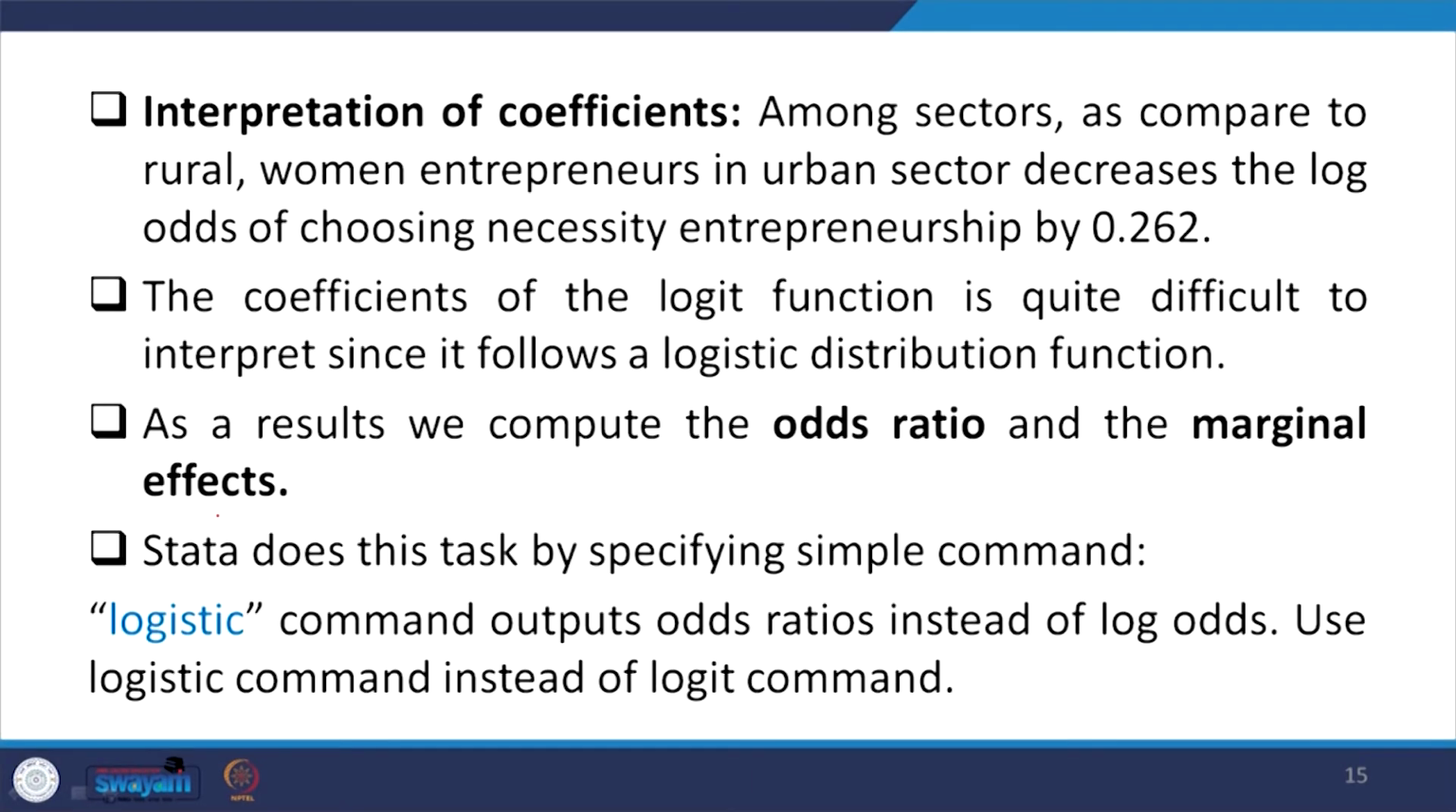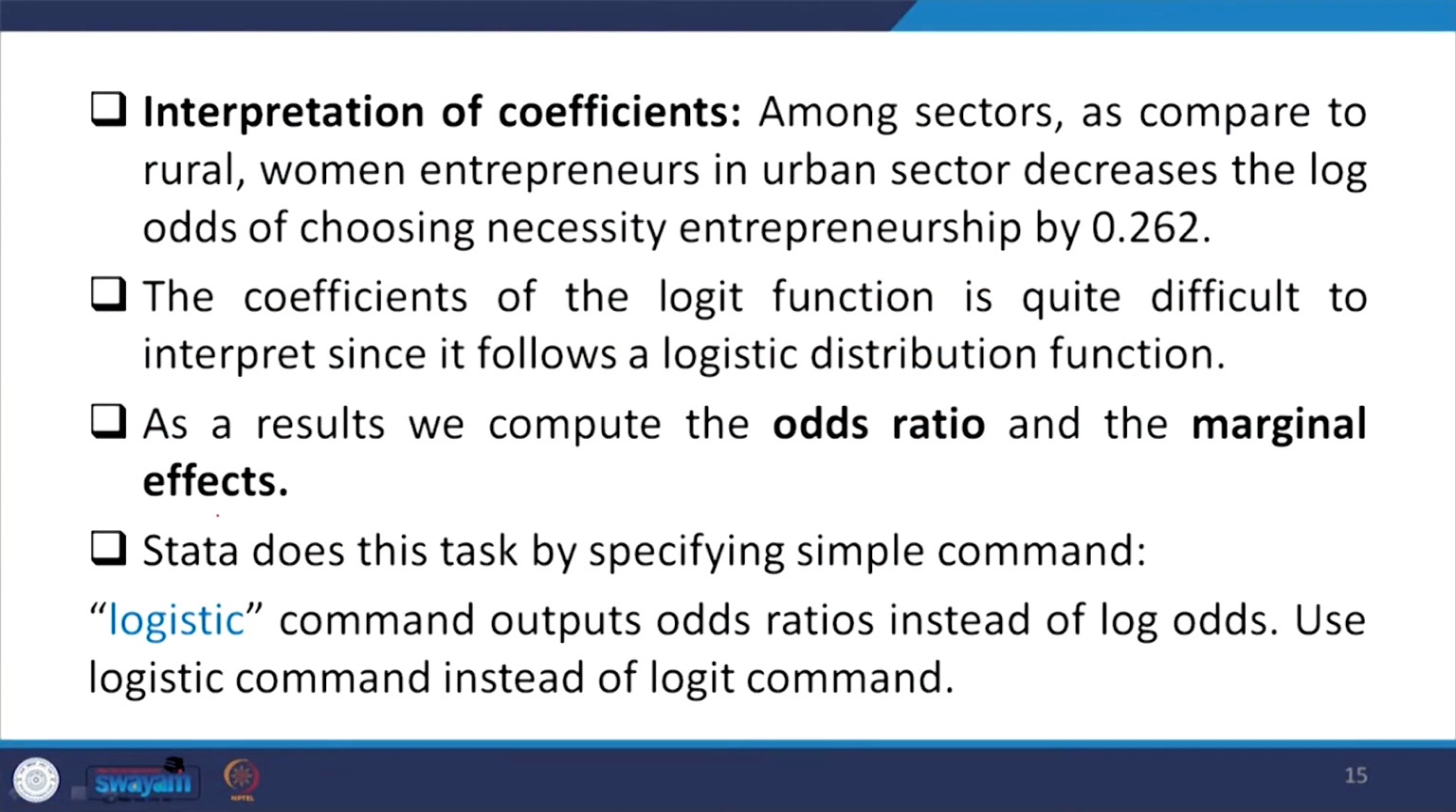Now similarly, the coefficient of the Logit function is quite difficult to interpret since it follows a logistic distribution function. The coefficient is somewhere linked to an average, and an average coefficient is actually not suggested to be interpreted. Since the function is logistic, it is in favor of success or failure, or a probabilistic structure or likelihood of estimation is attached. So we should not interpret the coefficient as such; rather, it is suggested to interpret the odds ratio and the marginal effect. Stata does this task with the simple command logistic instead of just logit.